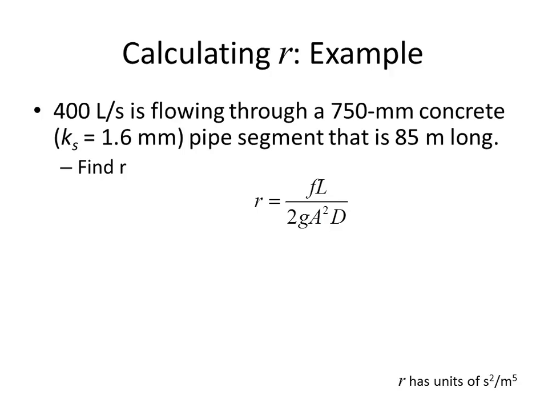So here's an example of how to calculate the R value. 400 liters per second flowing through a 750 millimeter diameter concrete pipe that's 85 meters long. So will you please calculate the R value for that conduit? You can use the Jain equation. You can use the Moody diagram. Whatever you'd like to do to handle F.